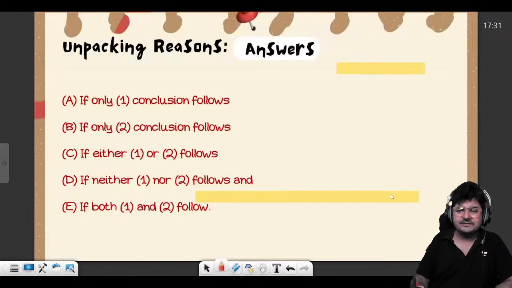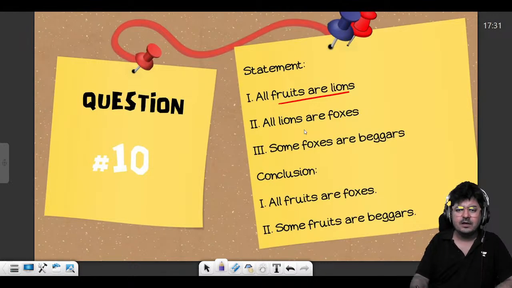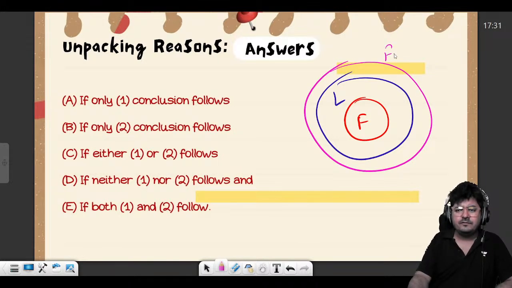All fruits are loins. All fruits are loins. All loins are foxes.